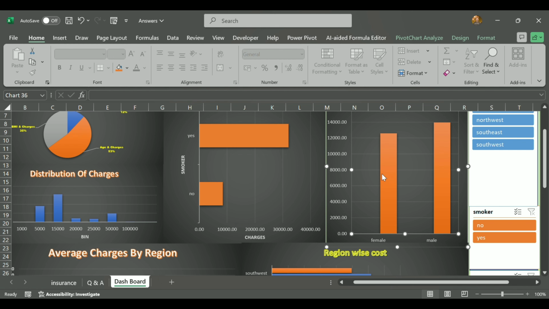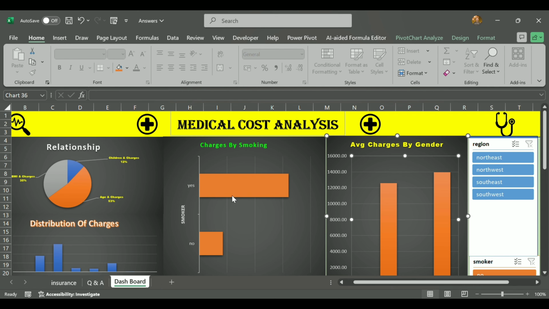Using slicers makes the dashboard more dynamic and insightful, and it helps us present a clear and customized view to management or clients based on their specific regions.